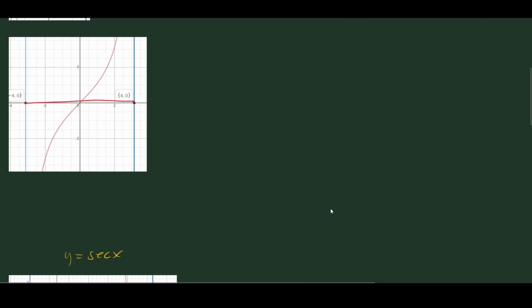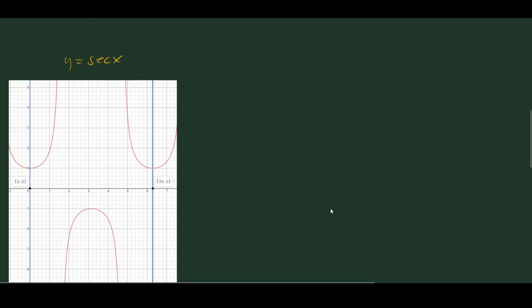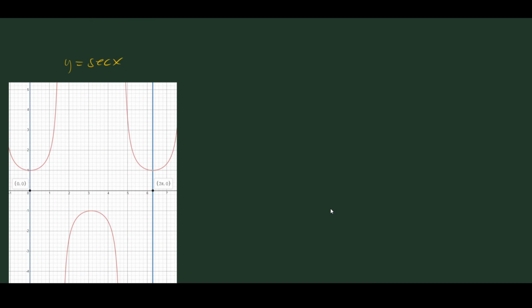Okay, so let us proceed to another basic function, which is the secant x. As you can see here in the graph, it's the same thing. This also has no amplitude because the range for the basic function includes positive 1 to positive infinity, and here it is negative 1 to negative infinity.